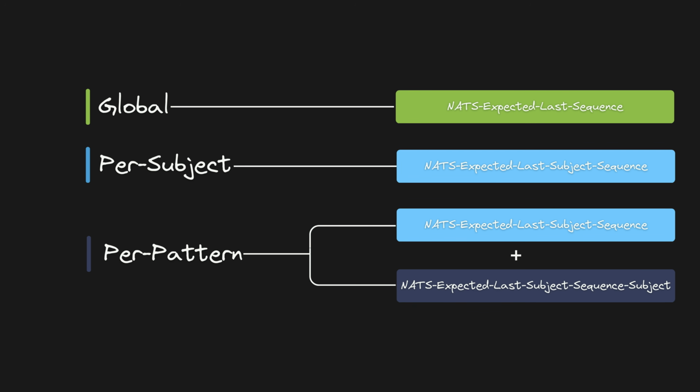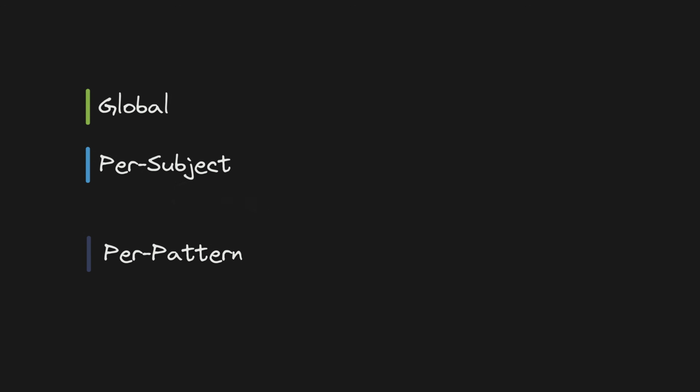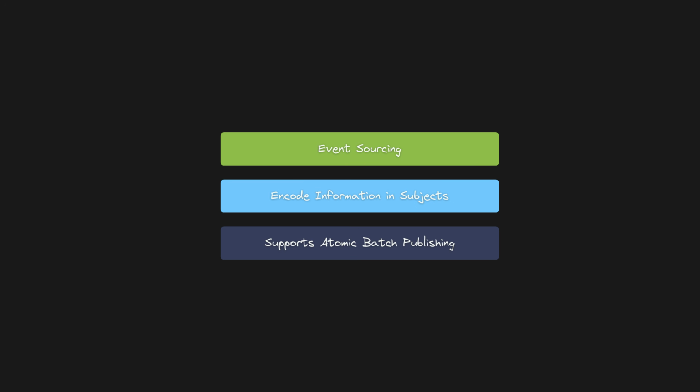Again, remember, all 3 of these always validate against the same stream sequence, as in, the stream has one sequence counter. These headers just filter what they check against: the whole stream, a single subject, or a wildcard pattern. You'll see what I mean soon. So, some use cases for this are event sourcing. You can encode more information in subjects, and it's also used by atomic batch publishing. So let's check it out.